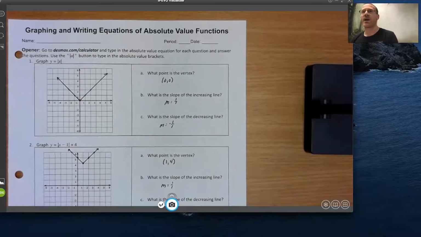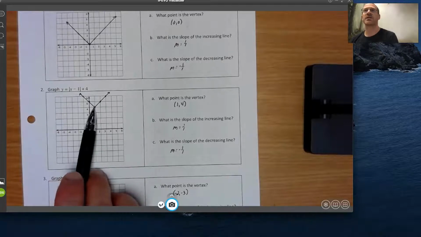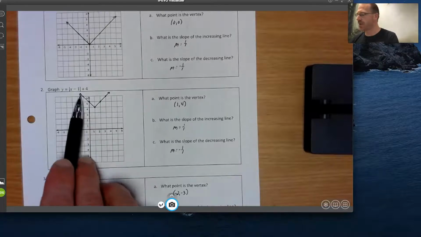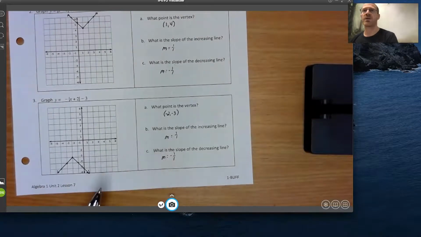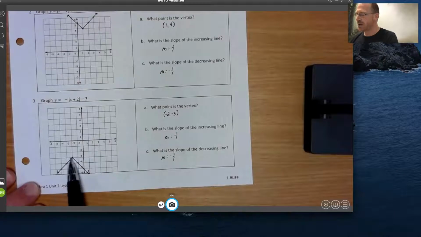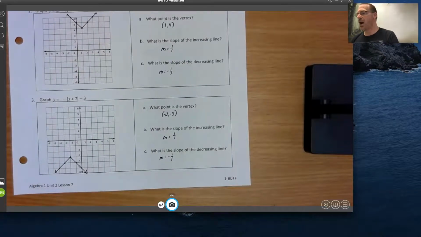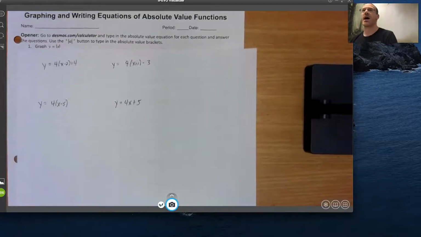Now if I go to number 2 here, here's our graph. We can see that my turning point, my vertex, is at 1, 4. The slope here is 1. The slope on the left side is negative 1 over 1. And if we come down here to number 3, we can see that our turning point is negative 2, negative 3. This time, the rising, increasing side is on the left, and it's 1 over 1, and the decreasing side is negative 1 over 1. So hopefully you found all that through your exploration. Now, what I want to do is tie this in, because some of the things that we've already talked about are going to be in common here.